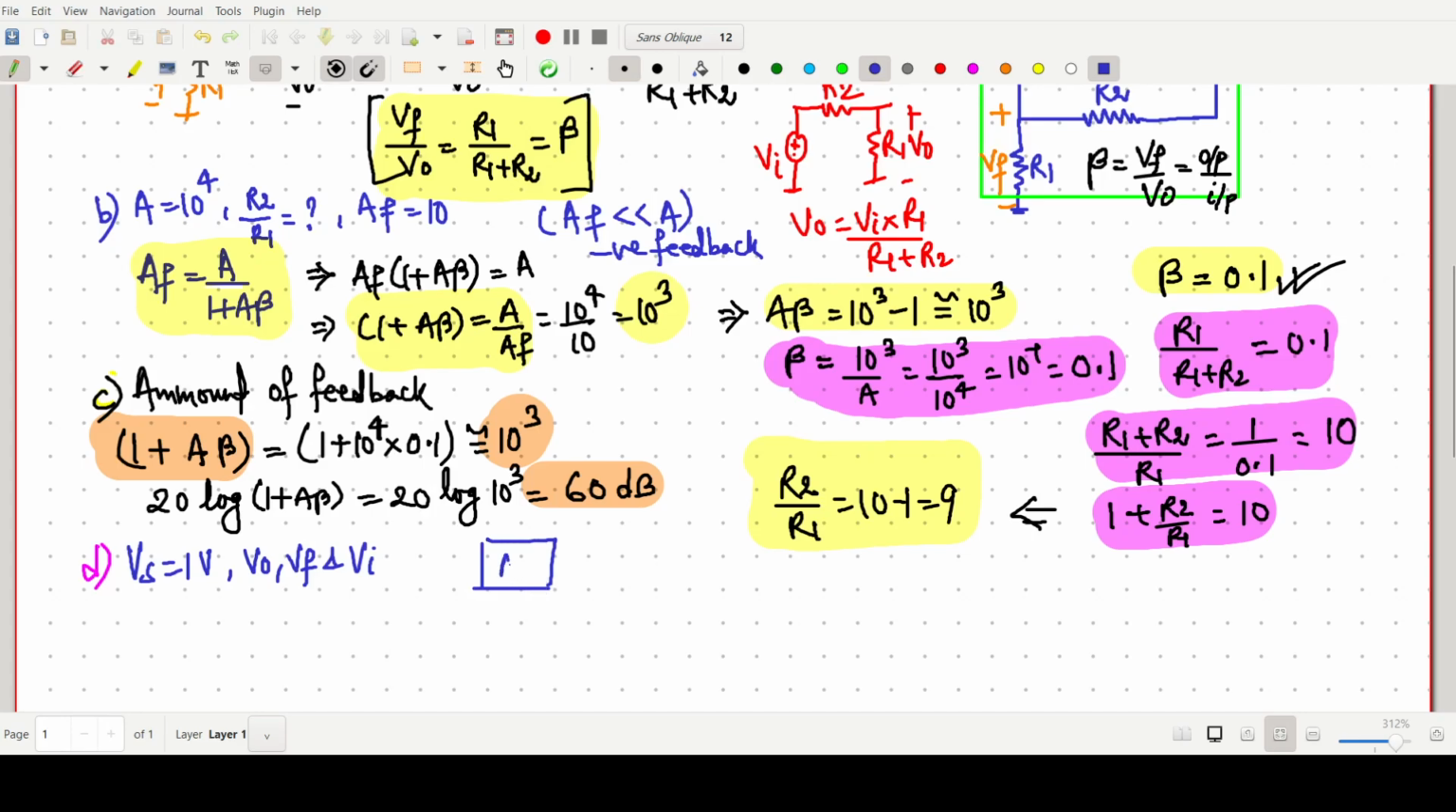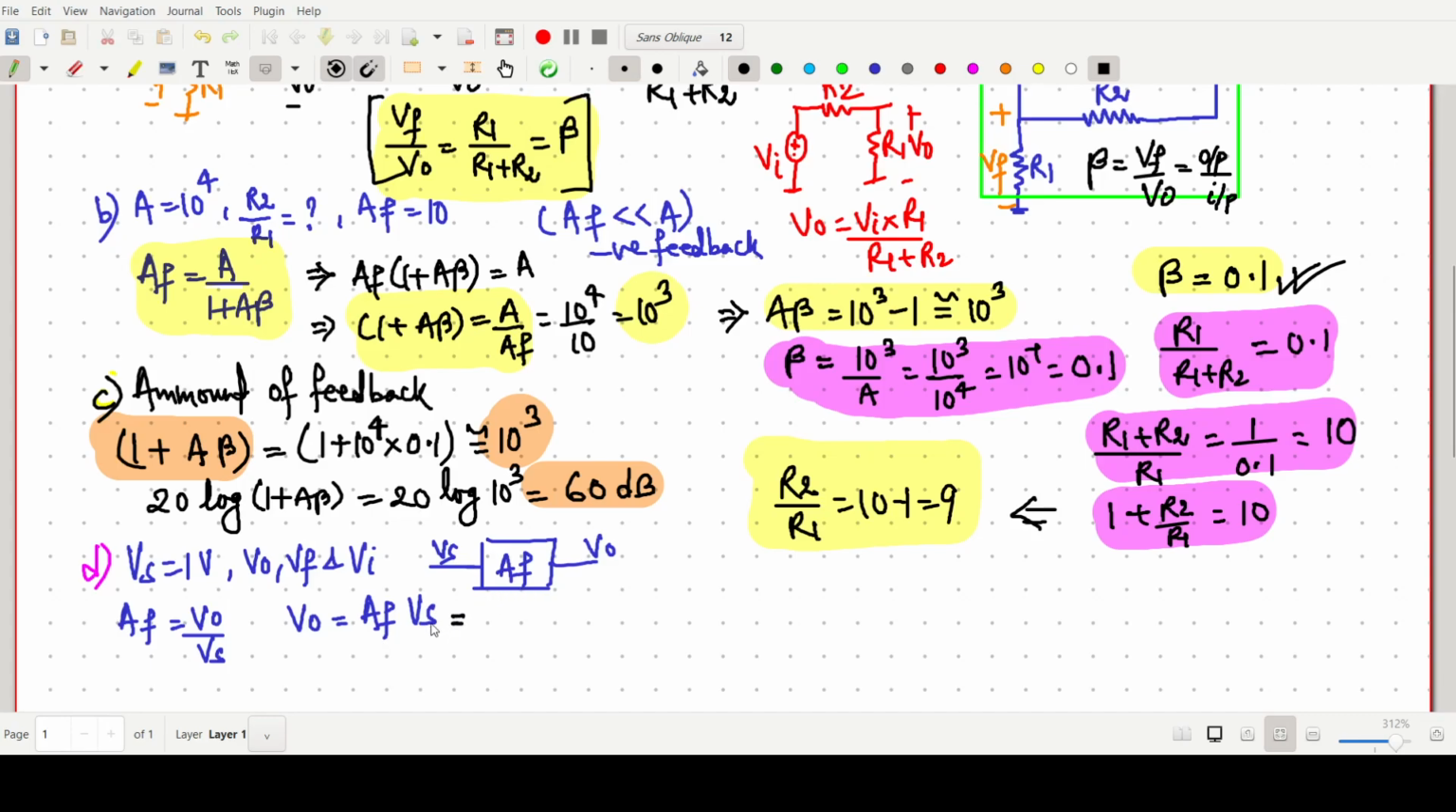So we can easily say the feedback amplifier gain AF is nothing but simply V naught by Vs. So we can write AF equals V naught by Vs. So V naught can be written as AF into Vs. Very simple. Output by input, V naught by Vs, is nothing but simply AF.